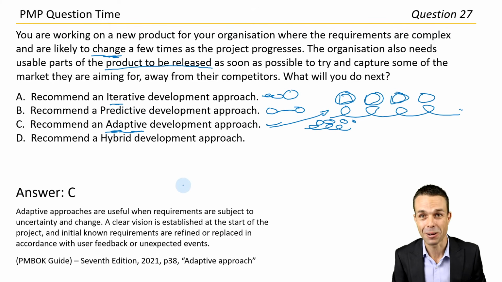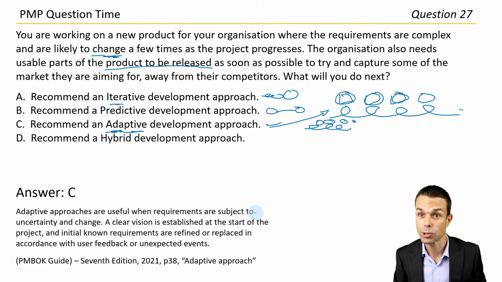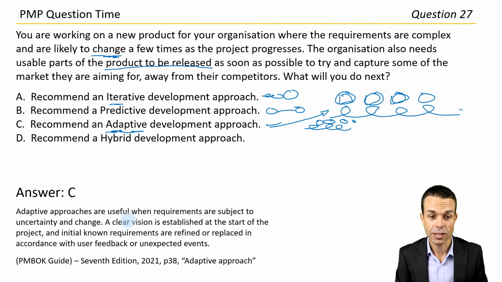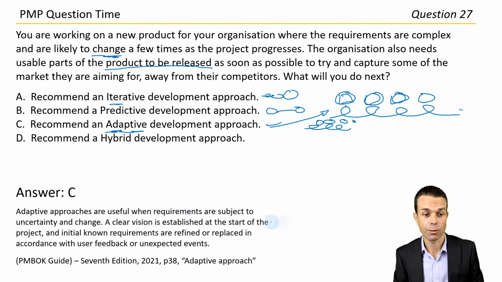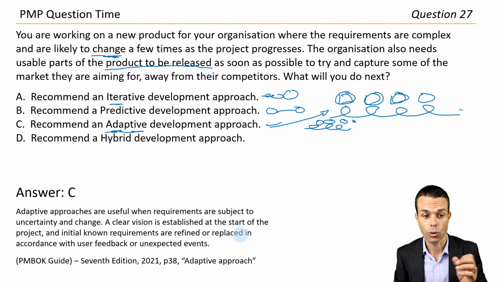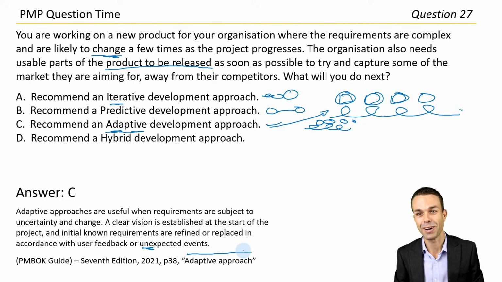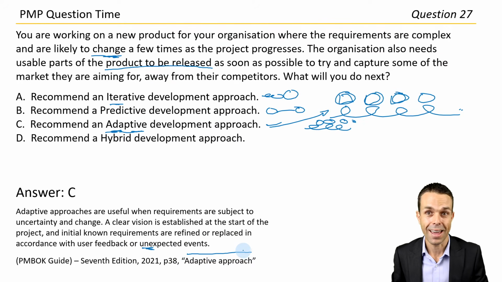Great. Doing very well. Adaptive approaches are useful when requirements are subject to uncertainty and change, and a clear vision is established at the start of the project, and initial known requirements are refined or replaced in accordance with user feedback as we're going along or unexpected events. Under page 35, adaptive approach in the PMBOK Guide 7th edition. Wonderful. How did you go with that one?